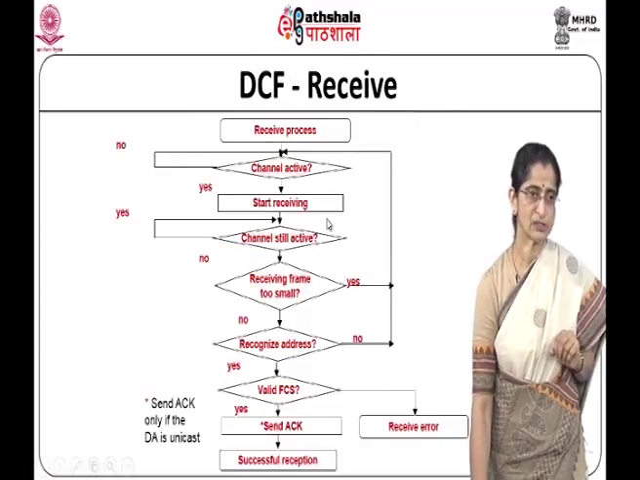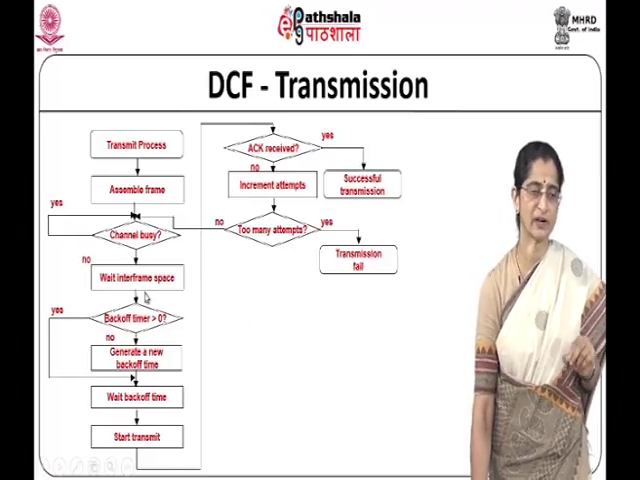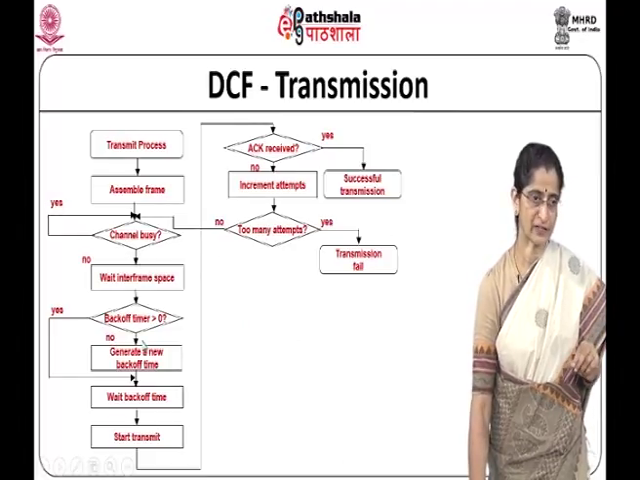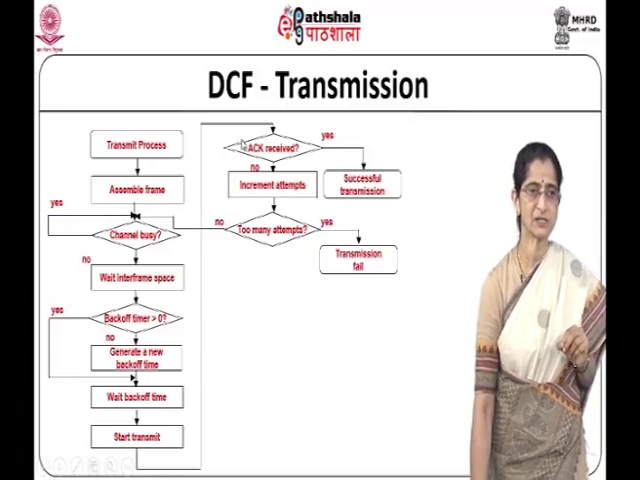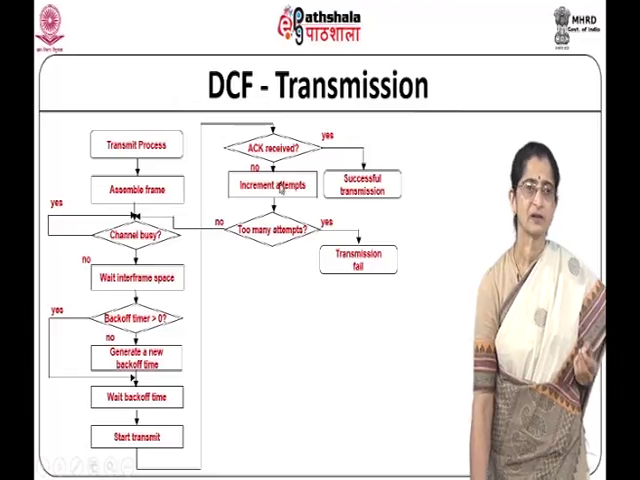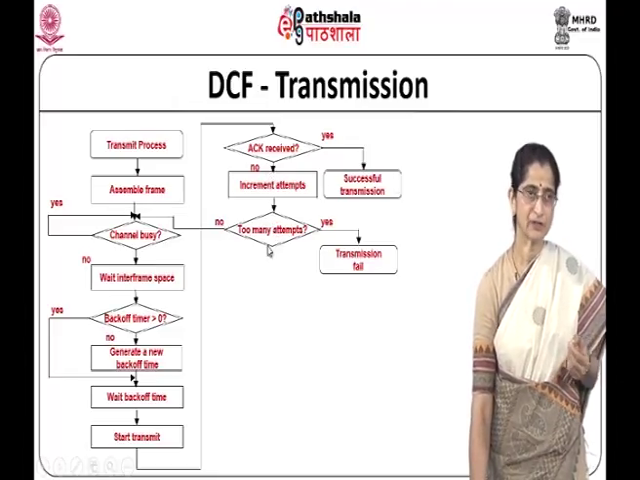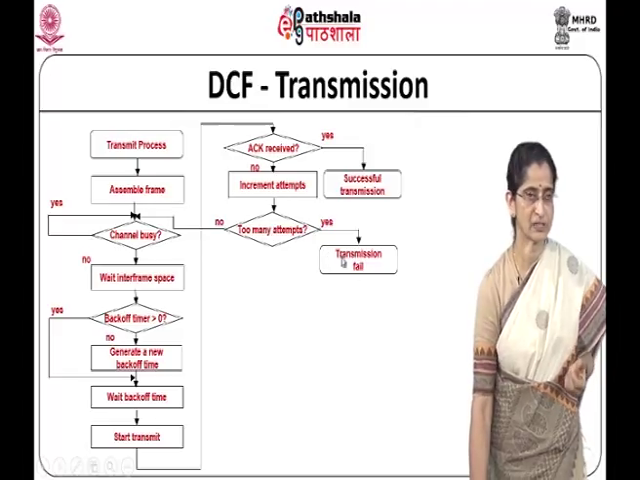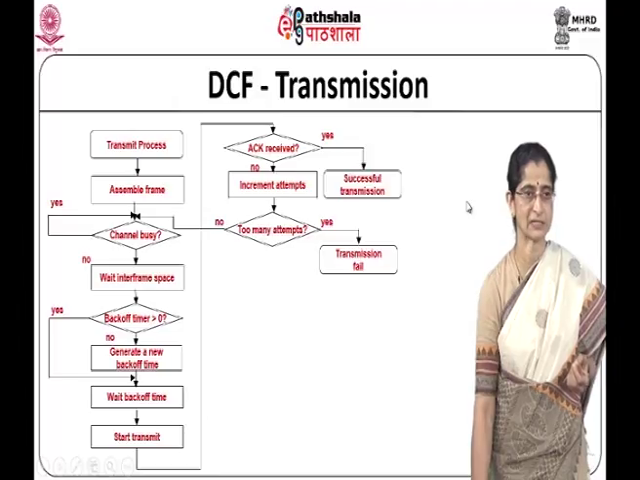So this basically tells you how the DCF transmission takes place. You are checking whether the channel is busy, you wait for interframe space, you have a back off timer, you generate a new back off time, wait for the back off time, and start to transmit. Okay, if the ACK is received, fine, successful transmission. Otherwise you increment the number of attempts, and if there are too many attempts, you say that the transmission has failed, otherwise you go back and transmit the whole thing. So this is what happens on the transmitter side.